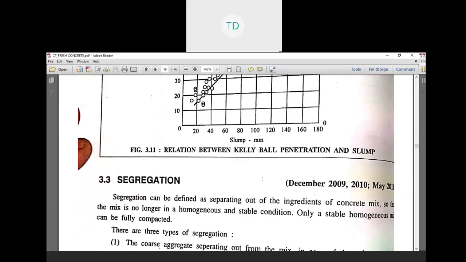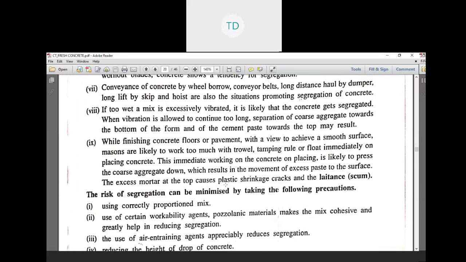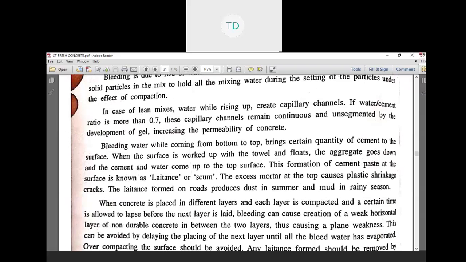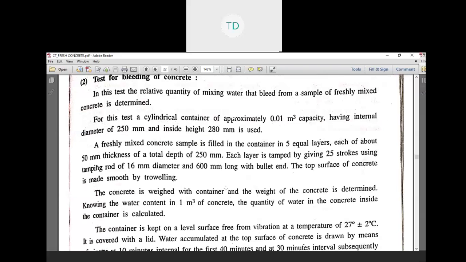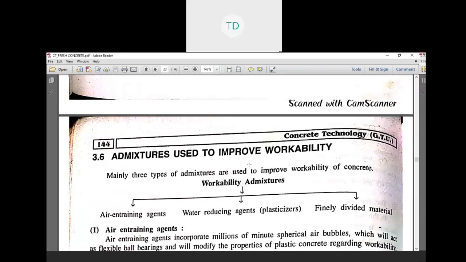In the next chapter, we are going to study segregation, bleeding, and the relation between workability and strength, and also admixtures used to improve workability.